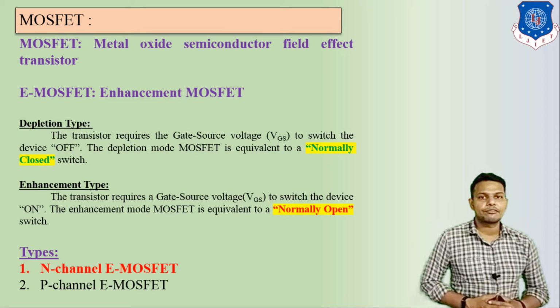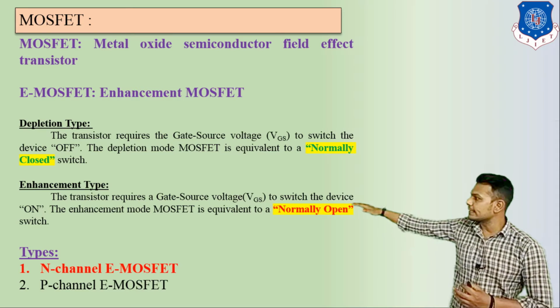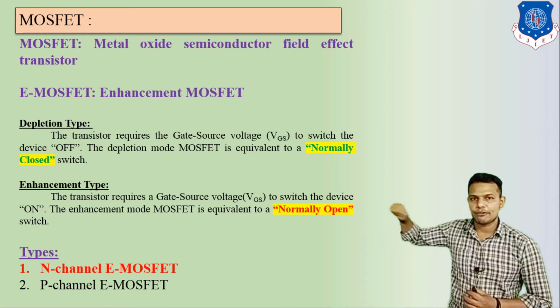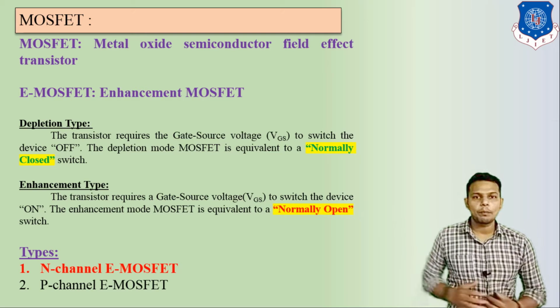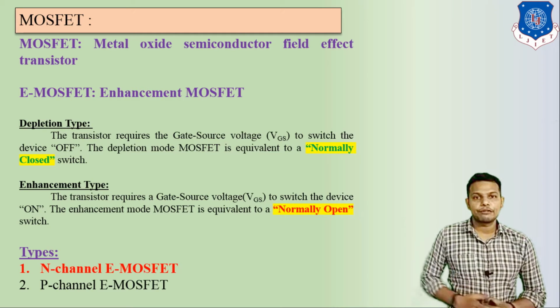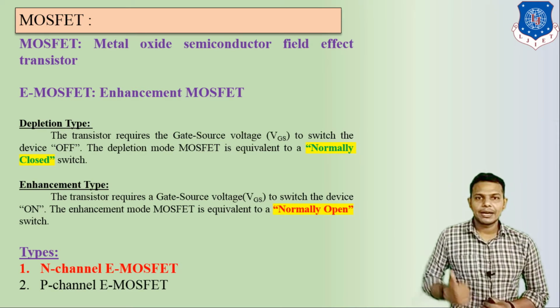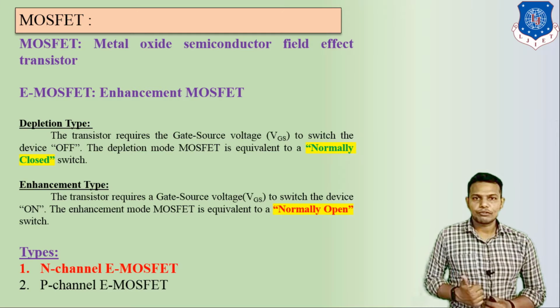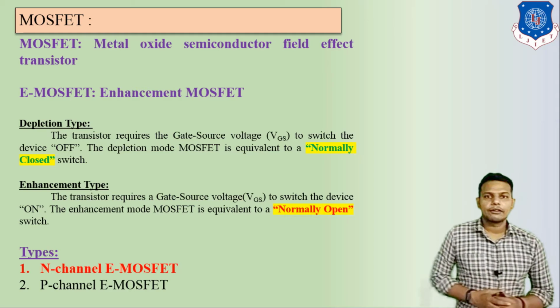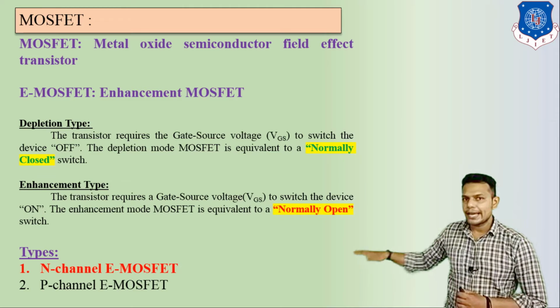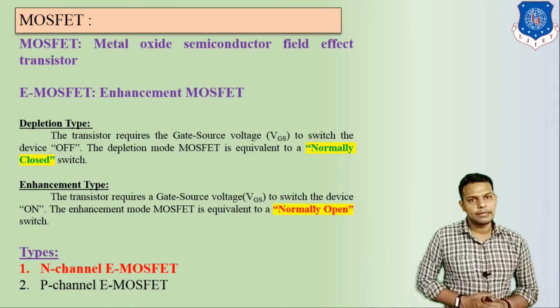In today's lecture we are going to discuss only this enhancement type MOSFET, that means the normally open switch. It is also divided into two parts. Number one, N channel E-MOSFET, and number two, P channel E-MOSFET. Today we are going to discuss only N channel E-MOSFET.